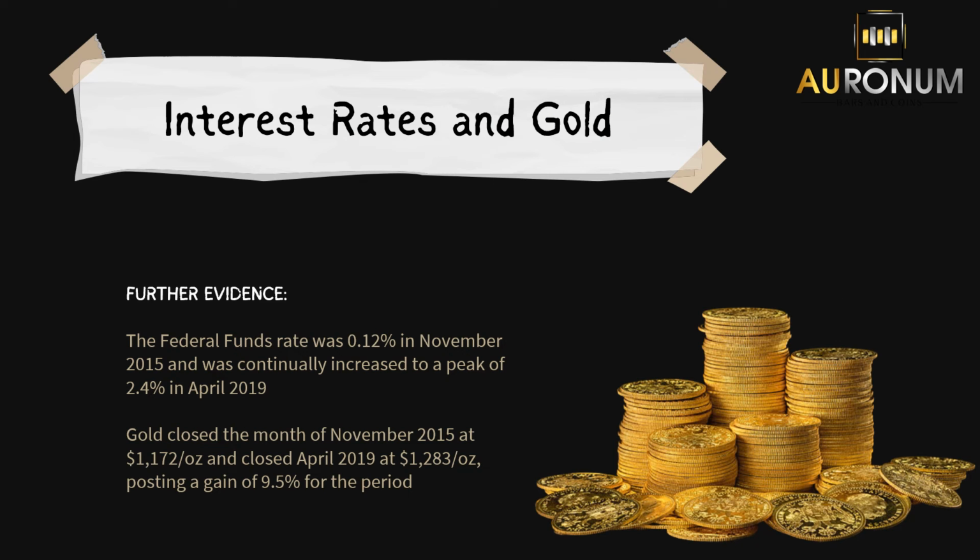And here's some further evidence that the gold price can track increases in interest rates. The federal funds rate, which is the US base rate, was at 0.12% in November 2015, and this was iteratively increased until April 2019, where it was at a peak of 2.4%. Gold actually rose 9.5% in that period. So this shows you that interest rates going up is not a guarantee that gold prices will go down. They can both co-move, and there is a reason for this.